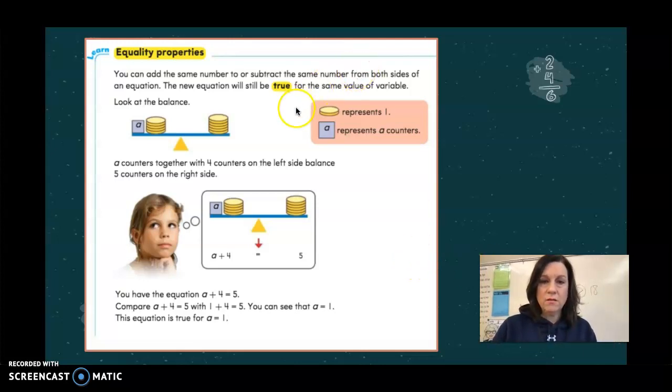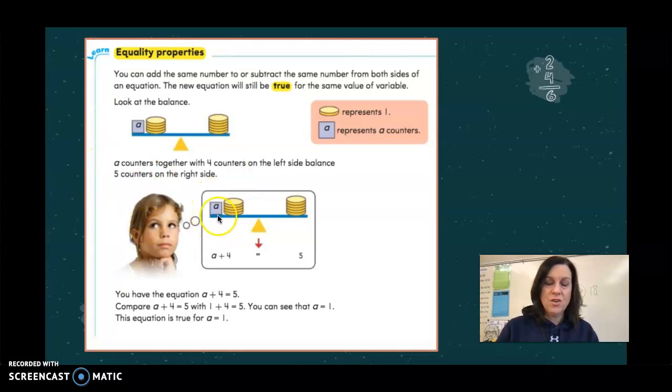So the coin represents 1. Okay. A represents A counters. Don't know how many. So A counters together with 4 counters on the left side, because we don't know how many are on this side. A counters together with 4 counters on the left side balance 5 counters on the right side.